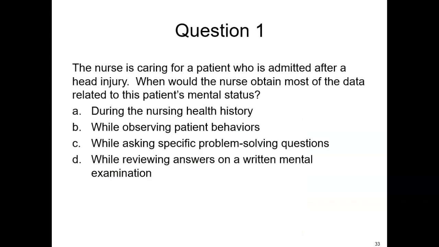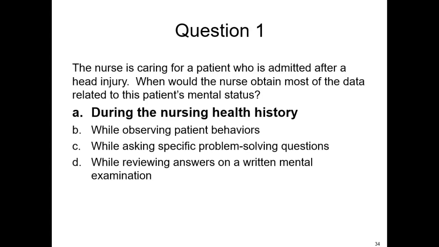All right, so let's look at a couple of questions here. Question number 1: a nurse is caring for a patient admitted after a head injury. When would the nurse obtain most of the data related to the patient's mental status? So what do you guys think? You can pause, but I'm going to click on the next. It's during the nursing health history. And if you don't have somebody that's able to give you information, like if the patient can't, then you might want to look to somebody that knows them well.